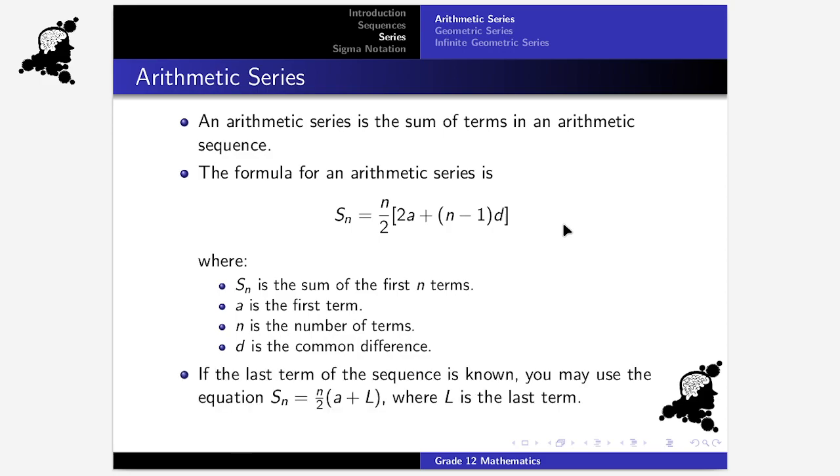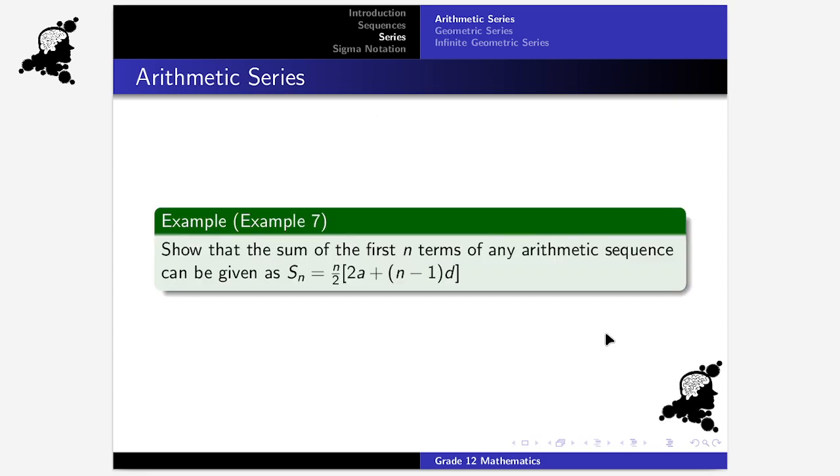Nevertheless, if the last term of the sequence is known, you can use the second formula, where we actually have l representing the last term. Now, something that you need to know is you will be assessed on how to prove these formulas. In other words, in your exam, there's going to be a question for about 4 or 5 marks in which you'll be expected to know how to come up with these formulas. You'll be expected to know how to prove these formulas. Now, here's a question that expects us to prove the formula for an arithmetic series. And to do that, let's go back to our writing pad. Life is great, you guys.